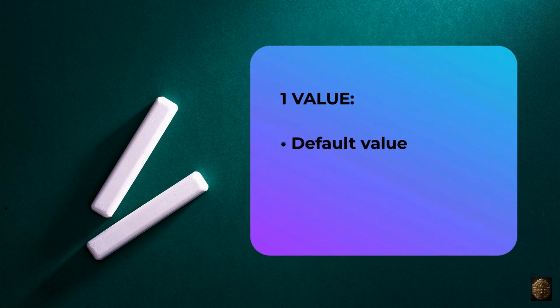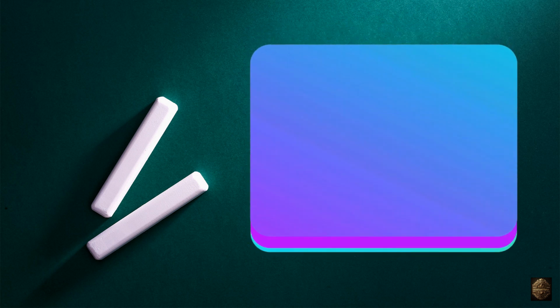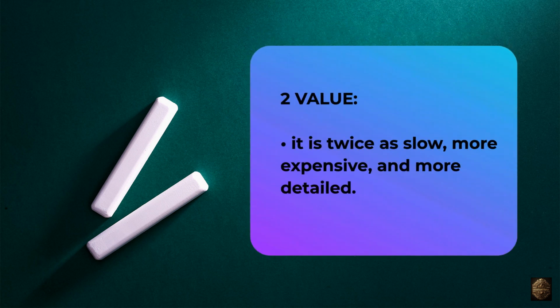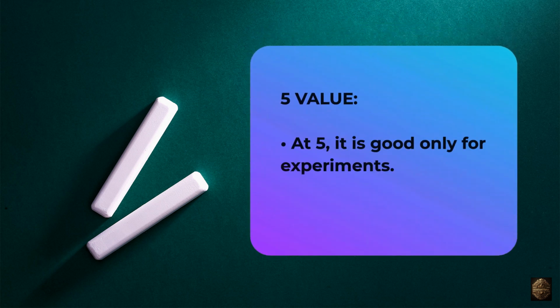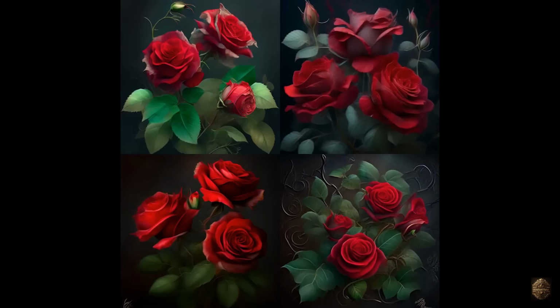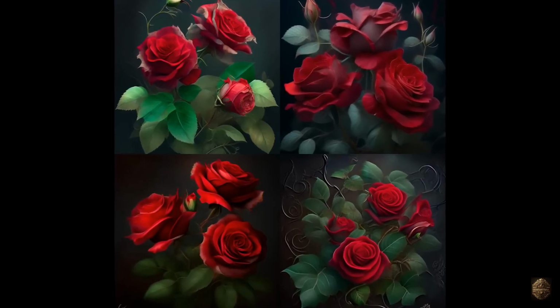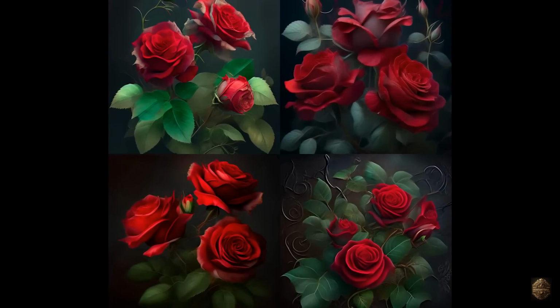1 is the default value. 2 is twice as slow, more expensive, and more detailed. At 5, it is good only for experiments. It is also important to note that quality does not necessarily mean something beautiful.